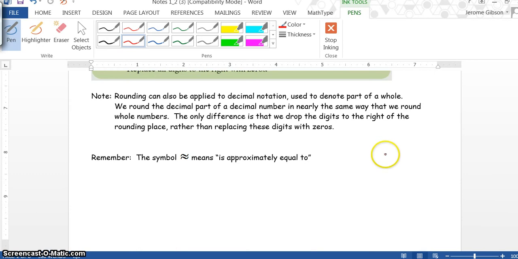It says note, rounding can be applied to decimal notation, used to denote part of a whole. We round the decimal part of a decimal number in nearly the same way that we round whole numbers. The only difference is that we drop the digits to the right of the rounding place, rather than replacing these digits with 0. And you also must remember this symbol here means it's approximately equal to.